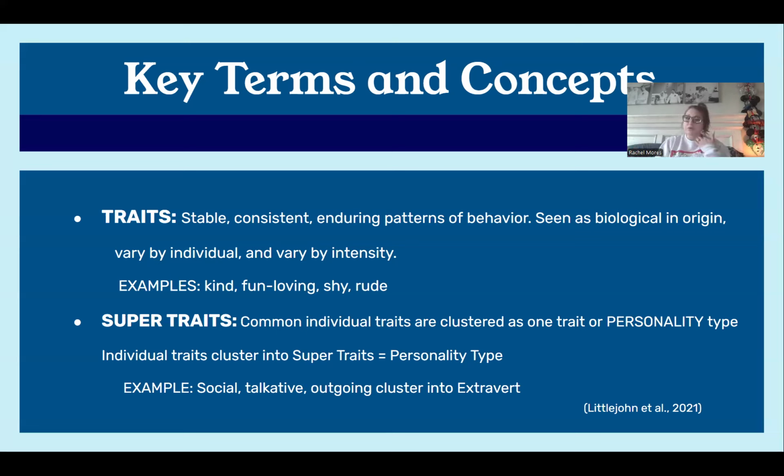They vary by individual and they vary by intensity. So an example would be somebody who is kind, fun-loving, shy, rude. A super trait is a set of common individual traits that are clustered together as one trait or a personality type. So your individual traits that are clustered into super traits are then called a personality type. An example of that would be somebody who is social, talkative, outgoing. Those are your personality traits.